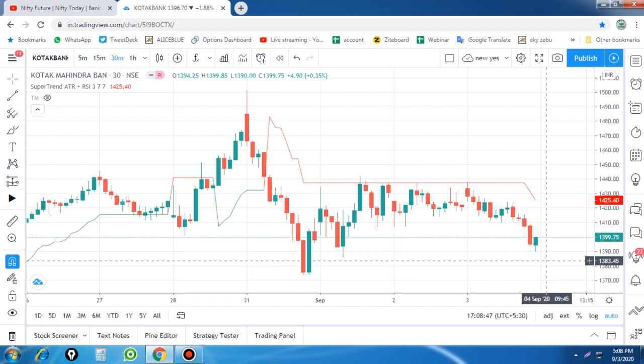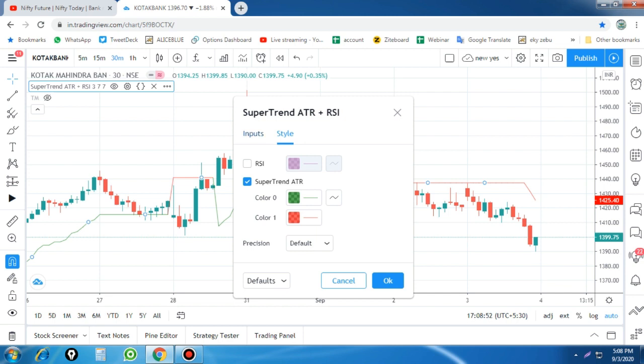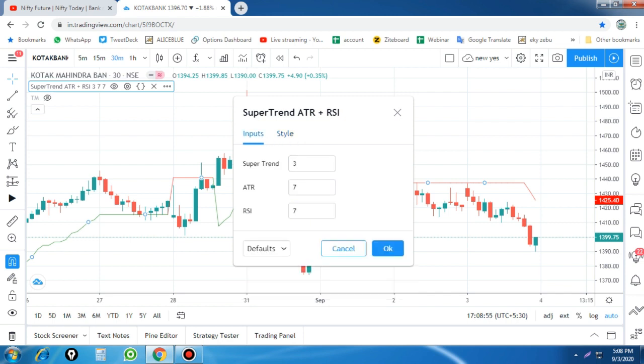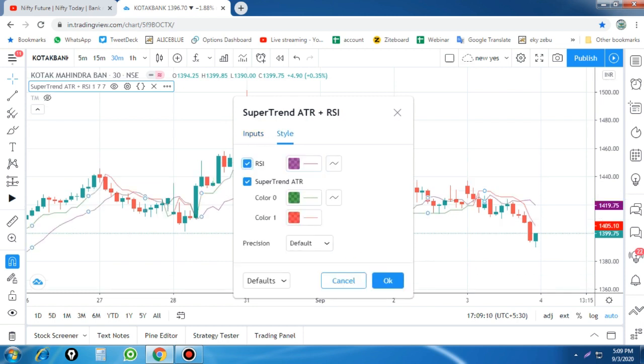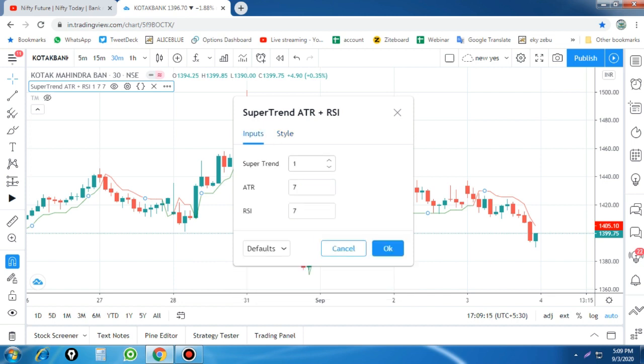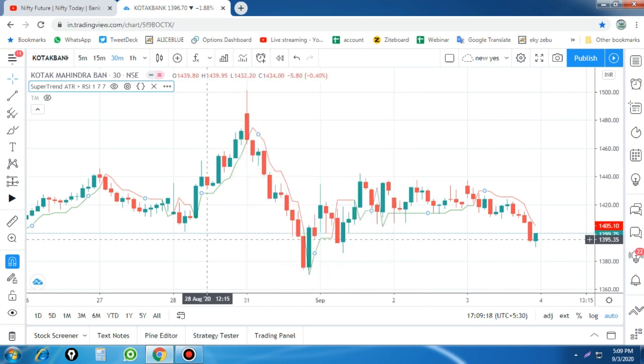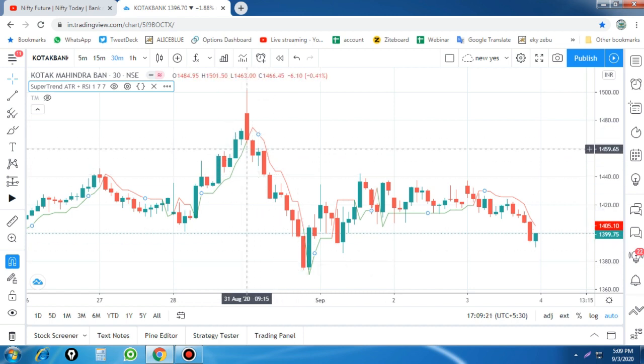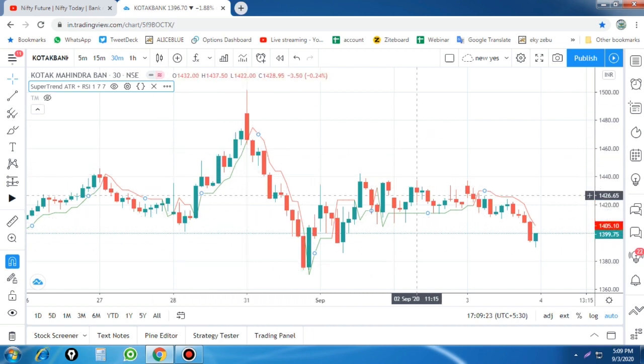Whenever you reduce your parameter, the stop loss line may change. For example, I will change my input. If I go for Super Trend 1 with the same 7 ATR period and leave RSI, so in this Super Trend indicator we have additionally added the RSI also. When I show RSI, it will show the RSI line. It is not necessary right now, so I will leave it. Now I have changed my Super Trend parameter to 1. You see there is a smaller stop loss, and also you get a lot of trades.